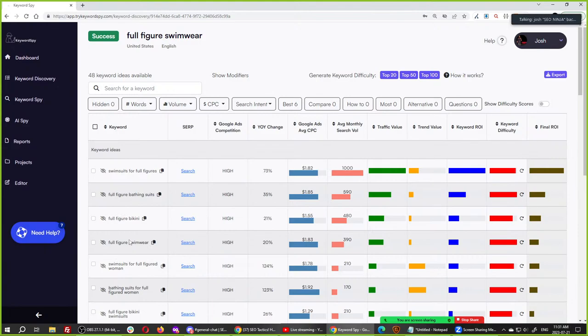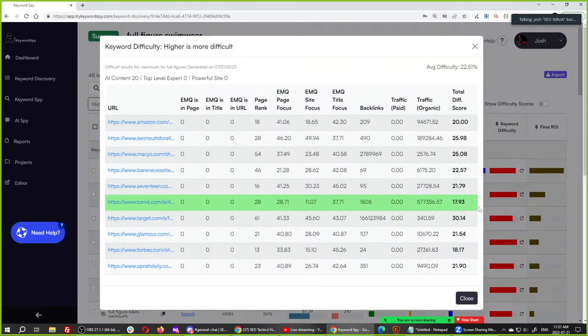And you could check to see how easy they are, and they're super easy. 22 is a super easy keyword. You'd come in on page 4 probably. No one is optimizing for swimsuits for full figures. And the page rank is pretty low for most of them except for Target. Got a Forbes article, Oprah Daily, Bare Necessities. So again, we got some big brands here.